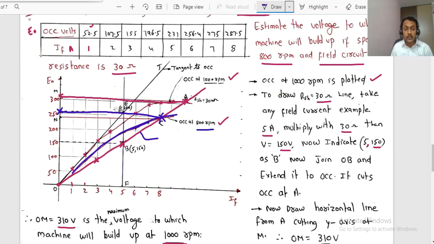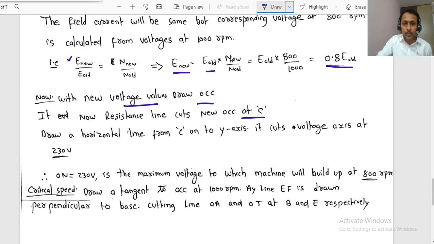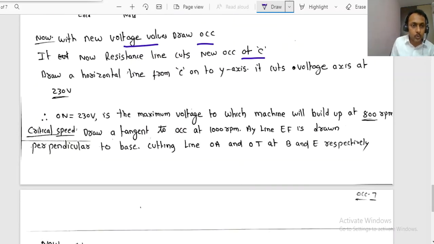Previously, how much voltage was the generator able to generate? 310 volts. Now the speed is reduced to 800 rpm. Because of that, what happens? This is the maximum voltage the generator can generate. How much is it? 230 volts, right? Now, 230 volts is the maximum voltage to which the machine will build up at 800 rpm.